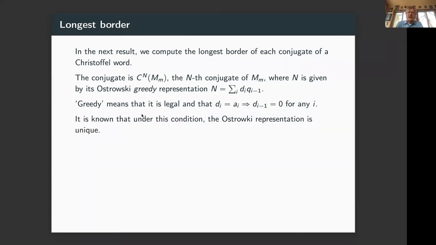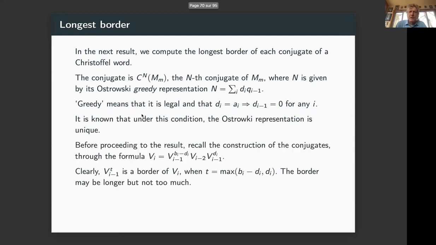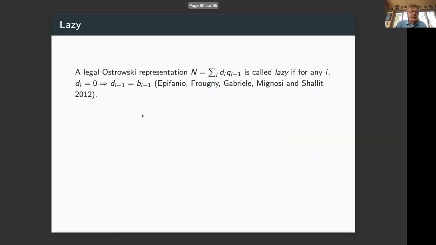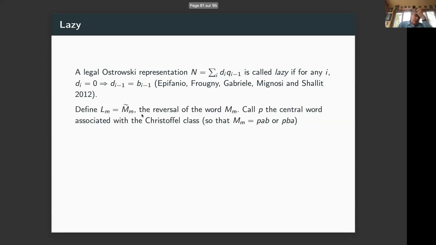So greedy is this: if d_i equals a_i, then d_{i-1} is equal to zero. And lazy is here: if d_i equals zero, then the previous one is b, the full one. This definition was introduced by Epifanio, Frougny, Gabriele, Mignosi, and Shallit, and Jeffrey, Mignosi, Filippo, Christiane Frougny, the other first names I do not know.